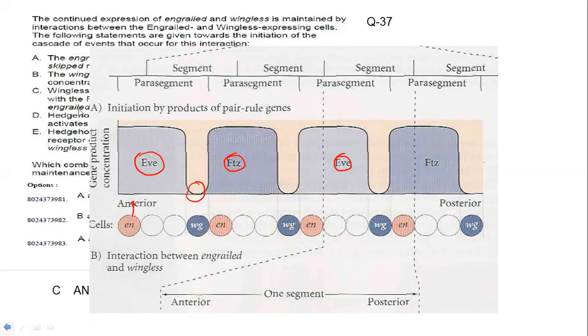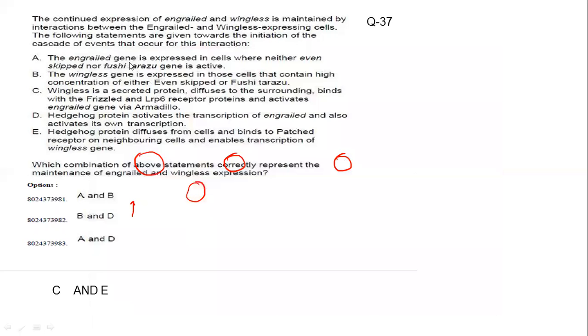So see that question. The Engrailed gene is expressed in cells where neither Even-skipped nor Fushi tarazu is active. So this is wrong, absolutely wrong. So option A is gone. These are wrong. So A gone from here.